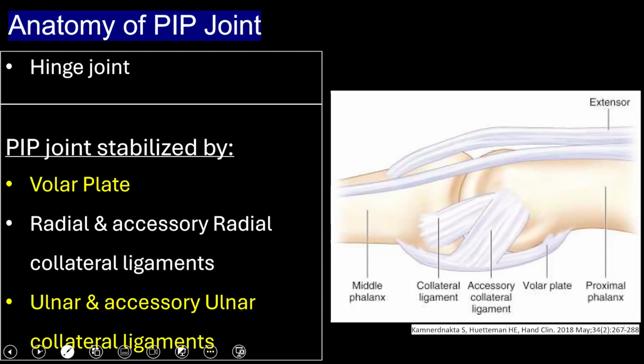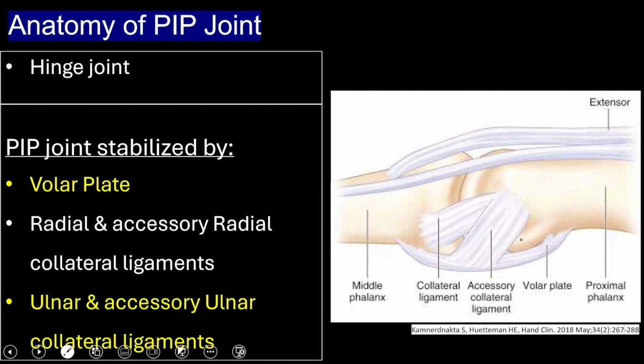Box-like means it has got a box-like soft tissue structure, and this box is made up of the volar plate on the palmar aspect, which abuts the proximal interphalangeal joint. Then you have the soft tissue structure in the form of the proper ulnar and radial collateral ligament, which extends from the head of the proximal phalanx to the base of the middle phalanx. Then you have the accessory ligament, which is the ulnar and radial ligament. And this accessory collateral ligament arises from the volar plate and attaches itself to the head of the proximal phalanx.